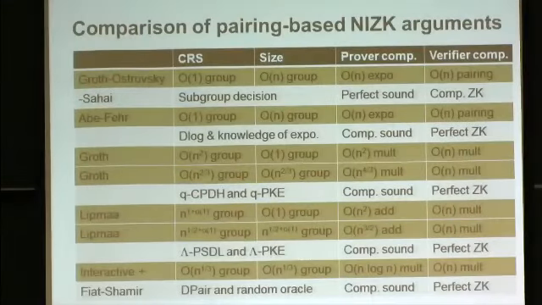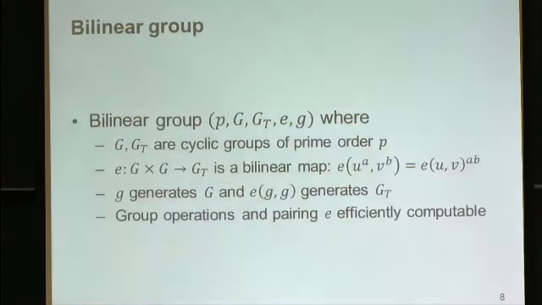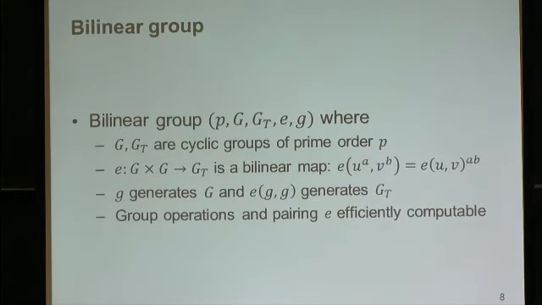Okay, so this is kind of what the field looks like. What I'll try to do now is to explain how to get these sublinear non-interactive zero-knowledge arguments. They're all pairing based, so I'm assuming that we are working in some bilinear group.